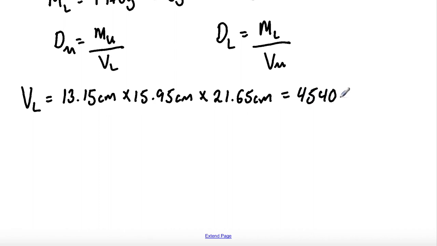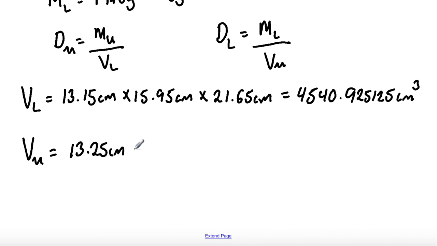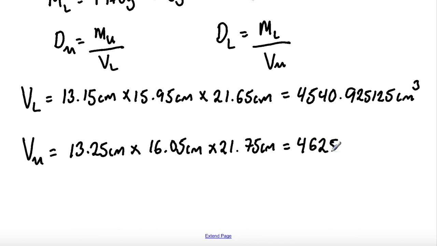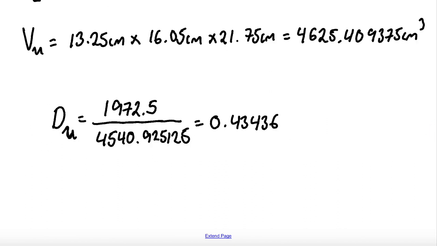4,540.925125 centimeters cubed. Now we find the upper volume, which equals 13.25 centimeters multiplied by 16.05 centimeters times 21.75 centimeters, which equals 4,625.409375 centimeters cubed.